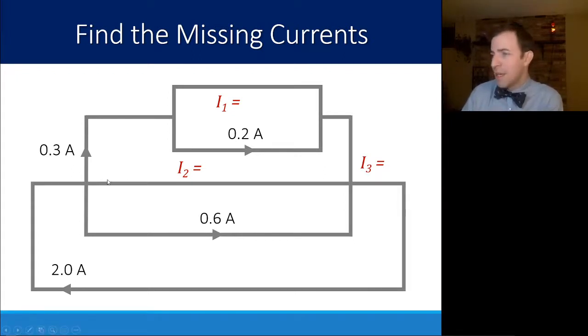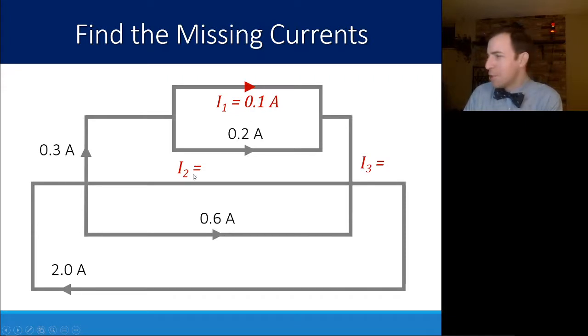So, for example, here, I can see that there's 3 amps of current flowing in here, hits this junction and splits. 0.2 amps flow down in this bottom branch, which means the other has to be 0.1 amps, so that 0.3 splits into 0.2 and 0.1.